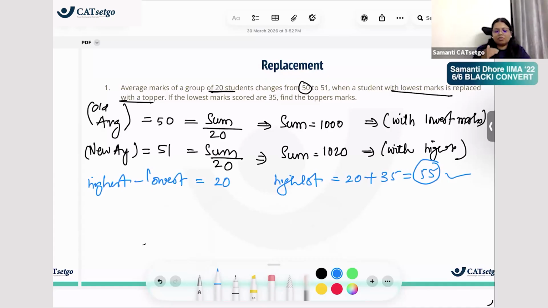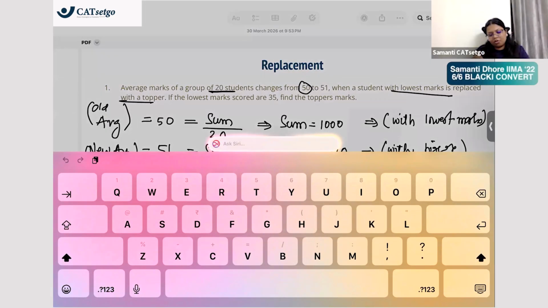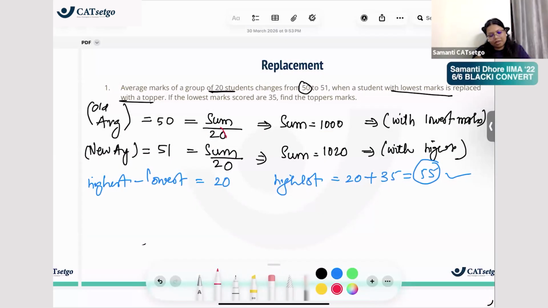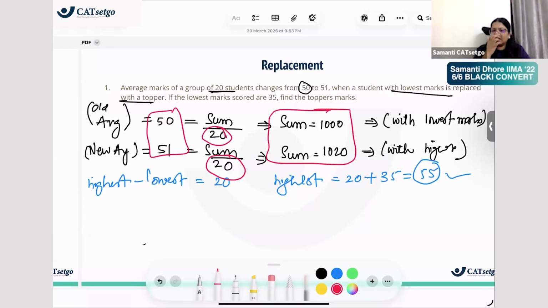ठीक है. तो if you notice this, what you realize, कि base तो हमारा same ही है. तो जो sum में difference आया वो क्यों आया, because average में difference आया. 1 was added, that's why here 20 into 1, 20 was added, right.